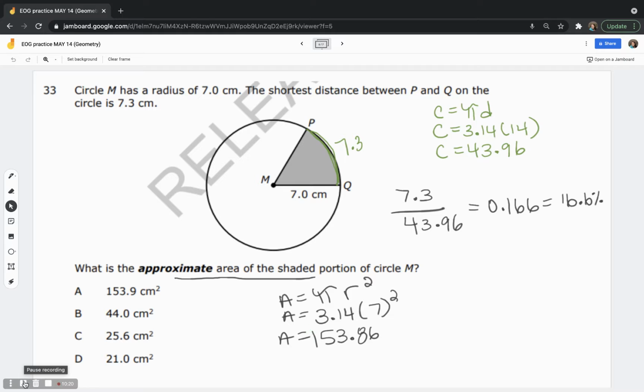I only want to know what 16.6% of that circle is. So now I'm going to take that answer I got for the area and I'm going to multiply that by 0.166 or 16.6%. And that's going to give me 25.54. Now, because we were rounding here, we want the approximate area, we would be closest to 25.6.